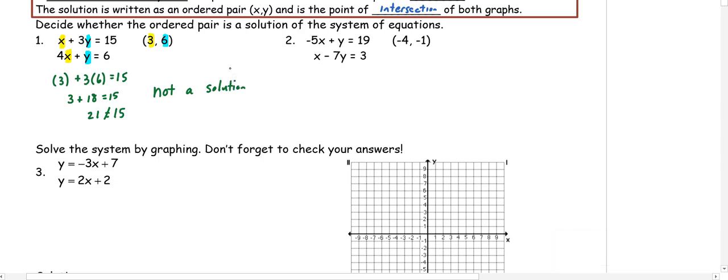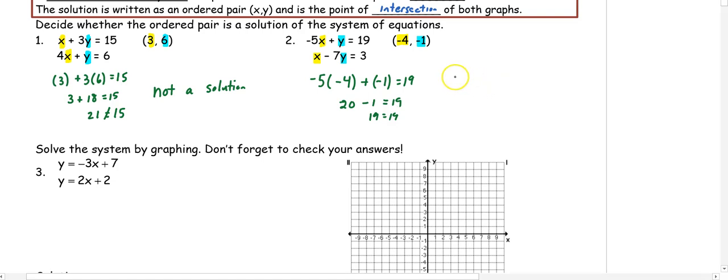In number 2, I have my x, y again. My x value is -4, and my y value is -1. When I substitute in, I have -5 times -4 plus -1 equals 19. So -5 times -4 is 20, minus 1 equals 19. 19 equals 19. Now we know it works in the first equation, but we're not done yet. We have to make sure it works in both equations.